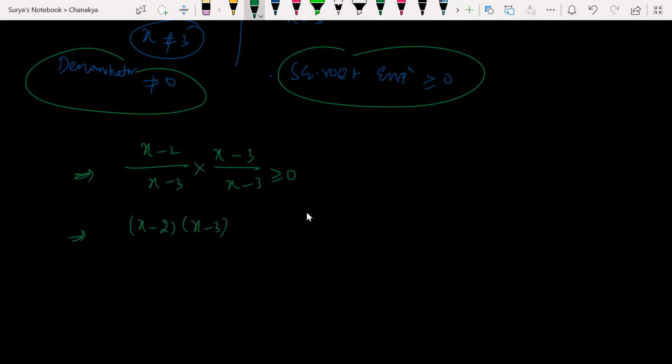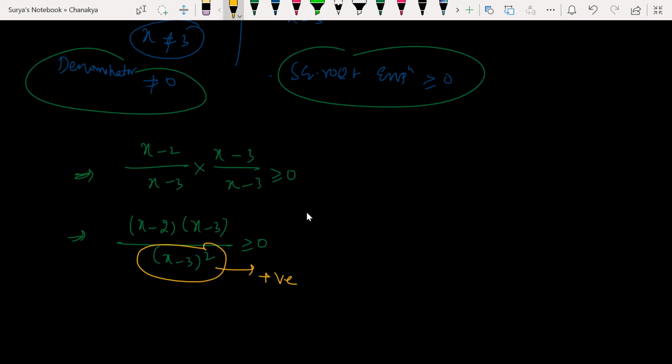Look at this. The denominator part becomes what? (x minus 3) whole square greater than or equal to 0. Okay, yes or no? How is it going to be easy? Look at this. I have a square here. Any square of any real number is always positive. Yes or no?